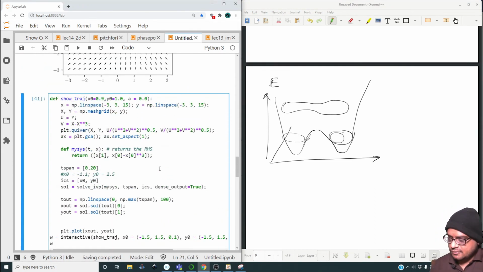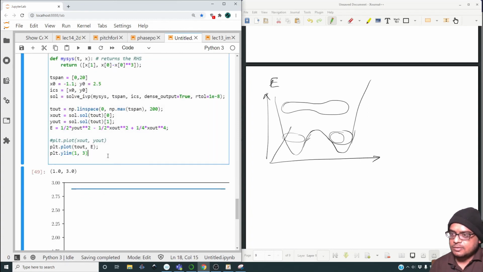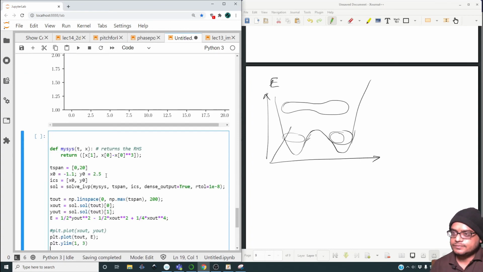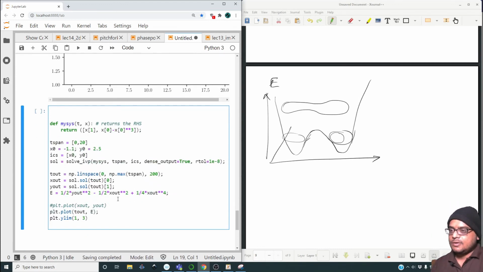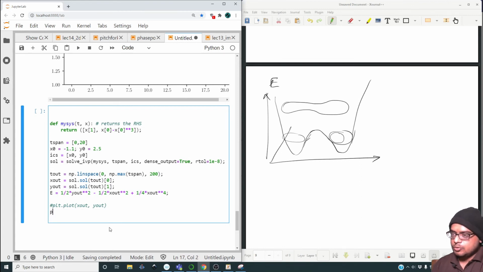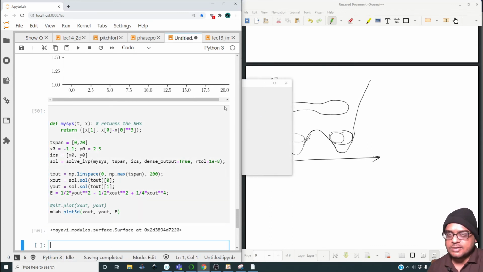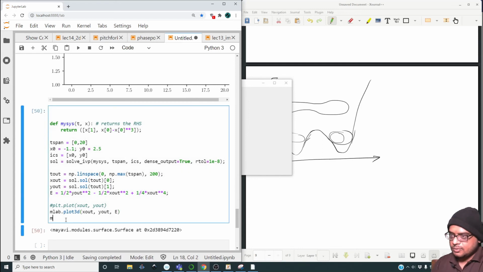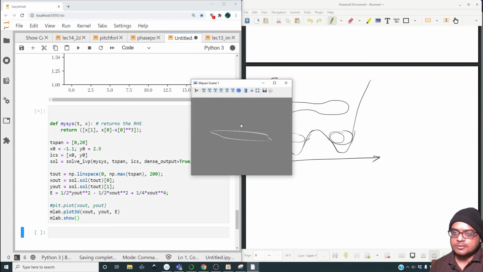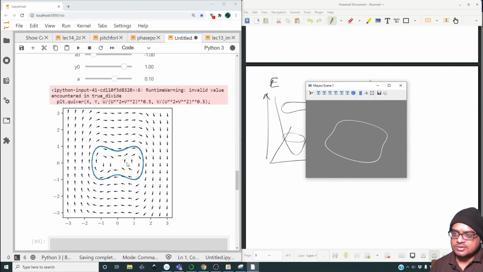So this is the plot that we have. Let me copy this, or in fact, let me copy this over here. So now we have X, Y, and energy. So we will do mlab.plot3D X out, Y out, E. So let me see what this looks like. So we have to do mlab.show as well. Okay, so we have this trajectory, and this trajectory is actually corresponding to this trajectory.